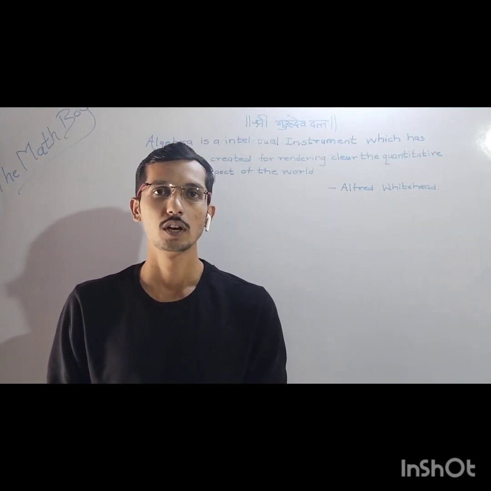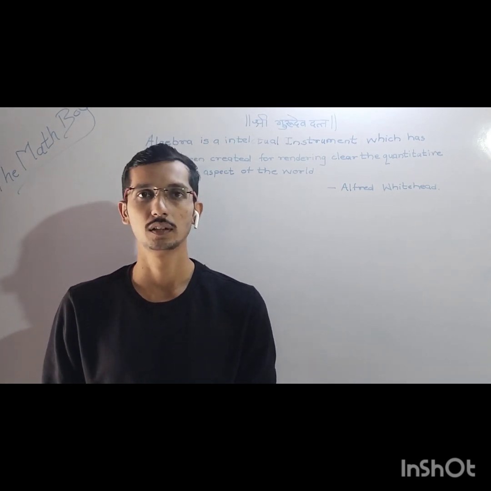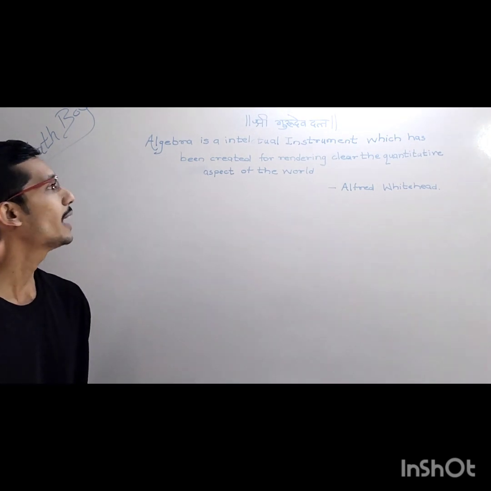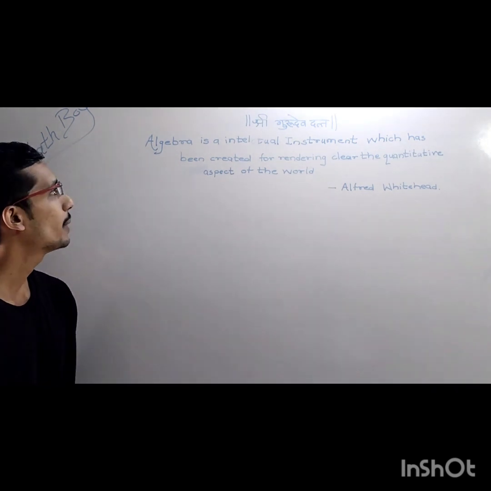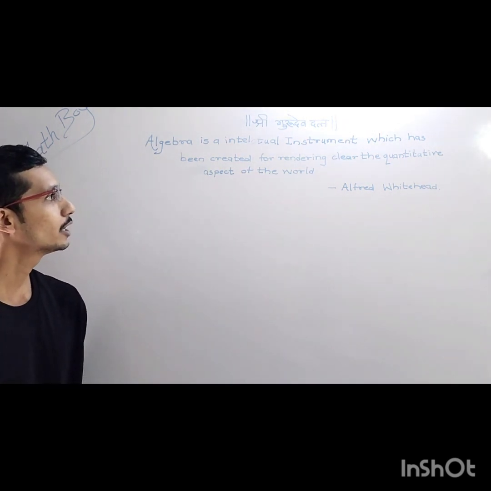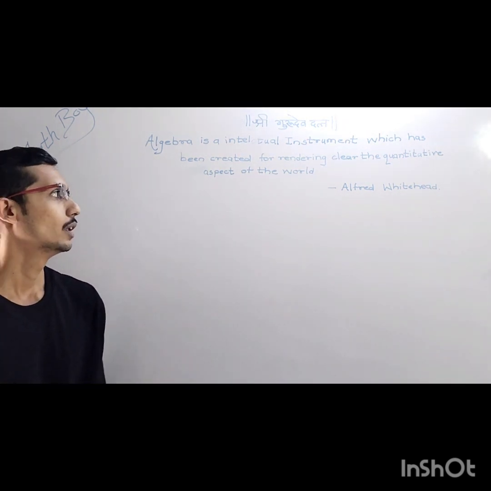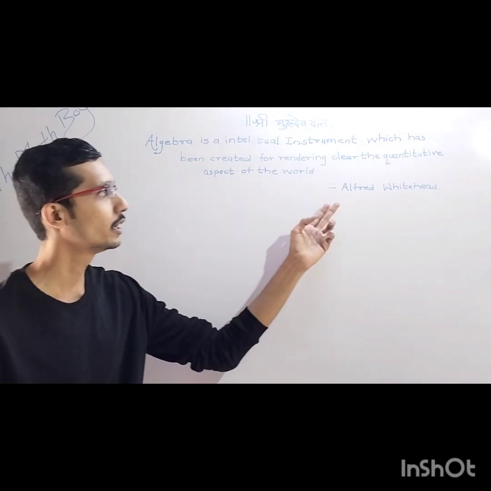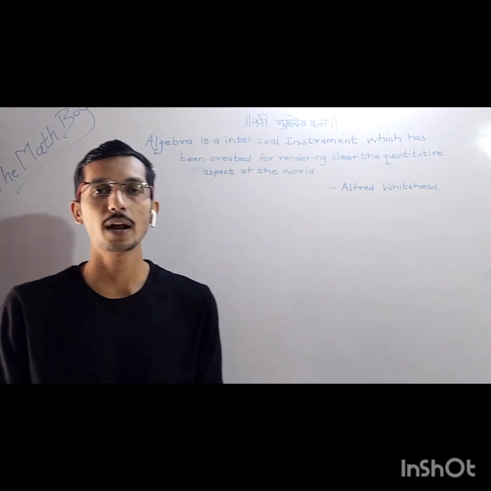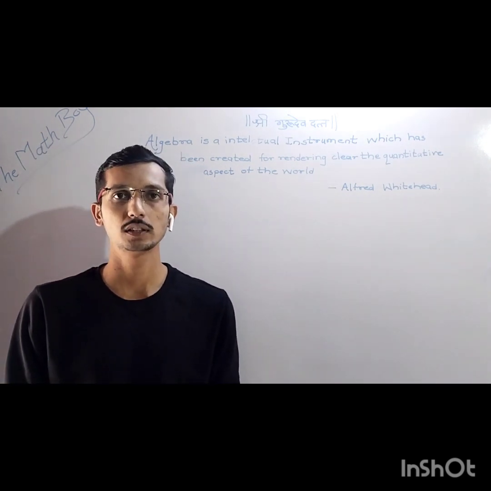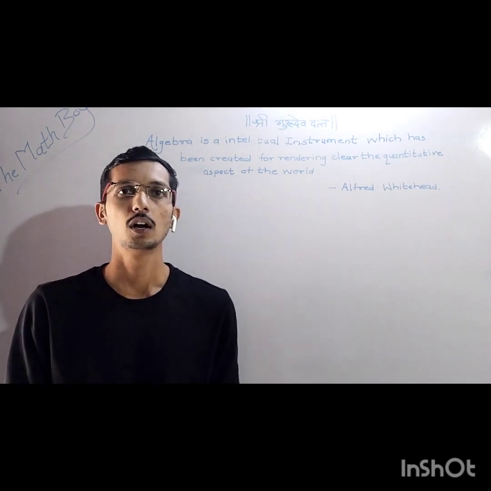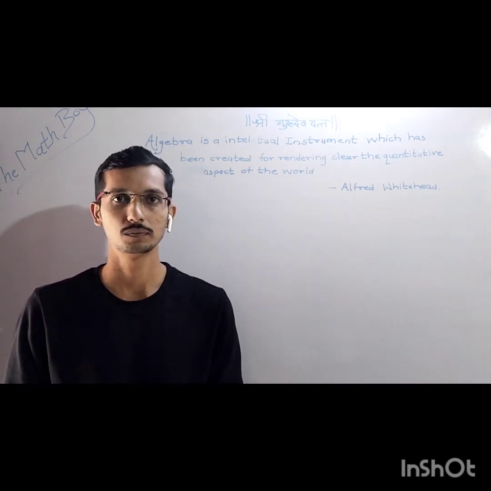So from today onwards, we are going to study a new series, Mathematics of the 10th standard. So we will study algebra. "Algebra is an intellectual instrument which has been created for rendering clear the quantitative aspect of the world." This is a quote written by Alfred Whitehead. So, in simple language, algebra is the branch of mathematics which contains symbols rather than numbers to make the arithmetic operations.